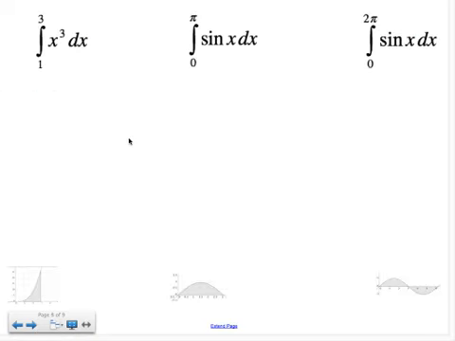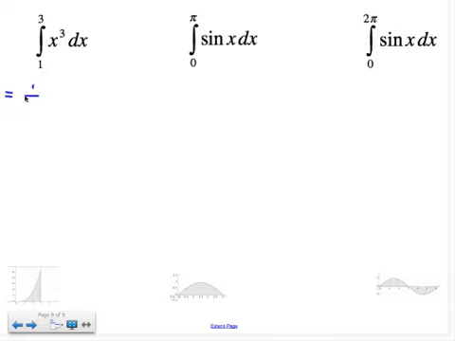Let's do a couple quick examples. These were all thought of as area calculations when we first were introduced to the integral, and they still are. But now we have a new way of calculating them without doing rectangles and Riemann sums, sigmas, and limits. The fundamental theorem part 2 says, take any antiderivative of x cubed, okay?